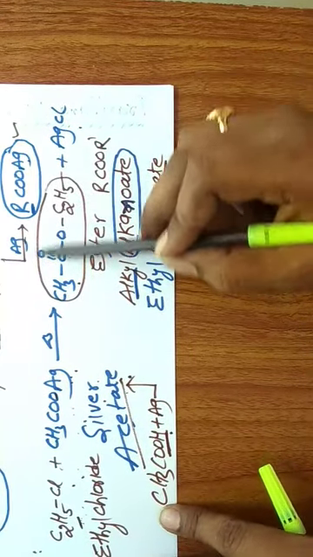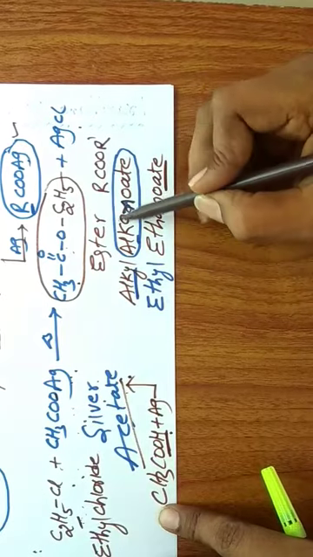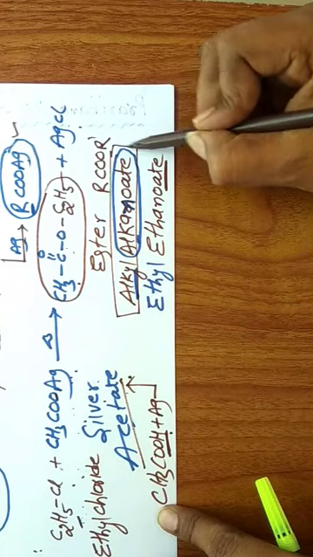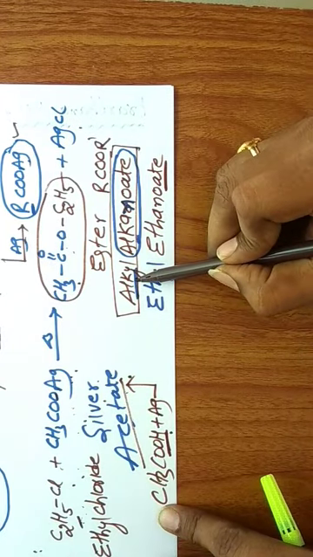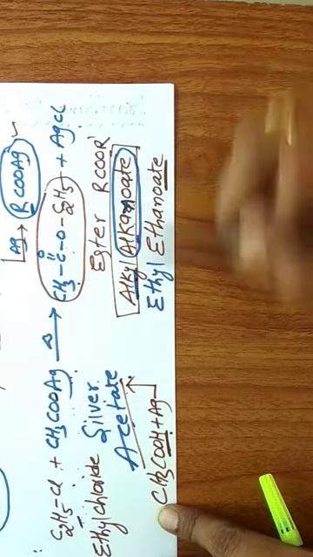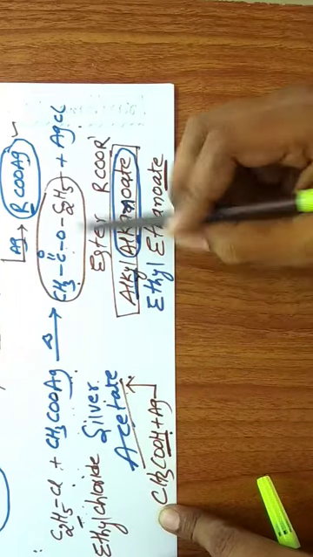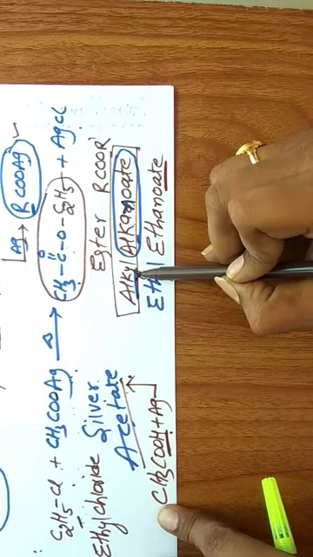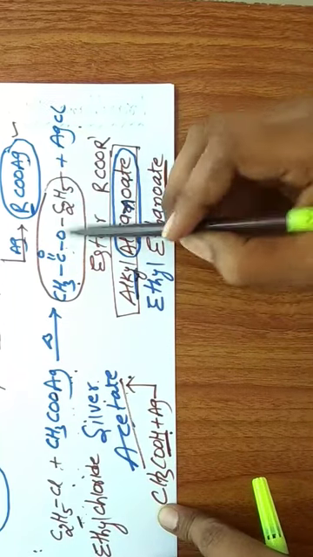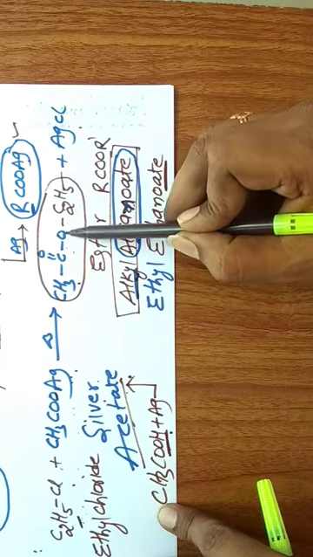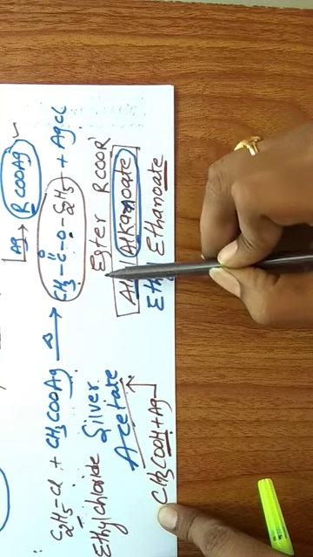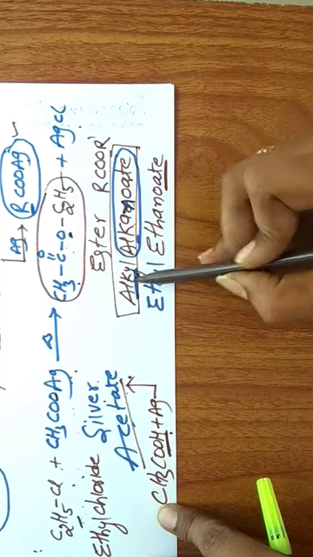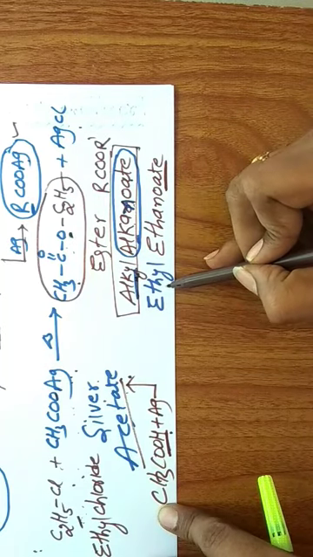So this IUPAC name is important. What is the ester IUPAC name? Generally, alkyl alkanoate. So which group is taken as the alkyl? Here two alkyl groups are there. The alkyl group which is attached to oxygen is taken as the alkyl. So here C2H5 is attached to oxygen, that's why that is taken as ethyl.